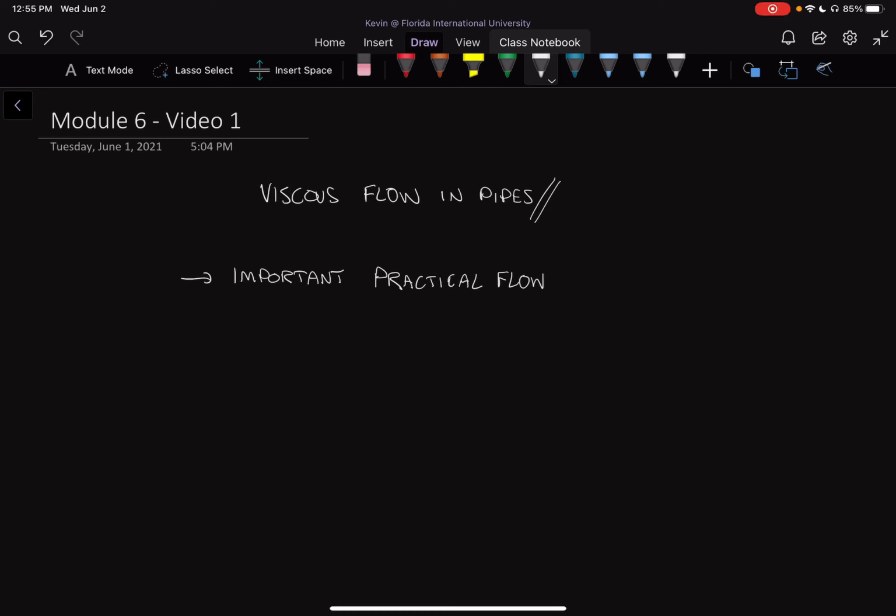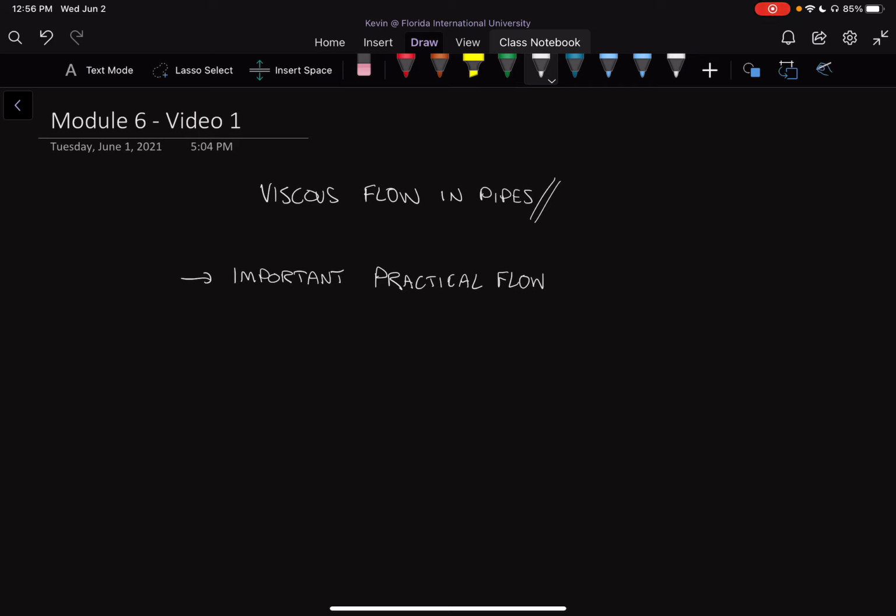In Module 6, we're going to be covering Chapter 6 in our textbook, which talks about viscous flow in pipes. Viscous flow in pipes is seen all around the world and is used very extensively. So it is important for us as engineers to understand these specific applications, such as viscous flow in pipes. It's an important practical flow because it's used everywhere to transport air, water, and gasoline through pipelines. It's a very important flow to know.